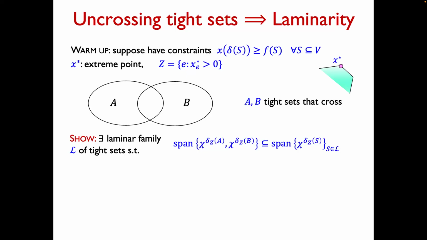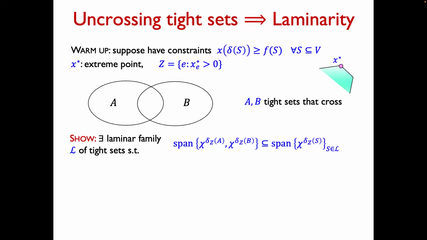So the point that I want to convey here is that it's enough to prove what's called the uncrossing result. If you have two sets that cross, by cross I mean that each of these regions, A minus B, A intersect B, and B minus A, is non-empty, you can come up with a laminar family. You can uncross them.